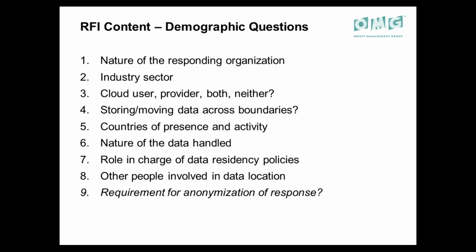The RFI is not very complicated, as is often the case with such documents. It has a fair amount of text that gives the reader context. You know, what is the OMG? Why are we worried about data residency, etc.? What are some references and definitions that need to be considered? And then the meat of the RFI is only in a small number of pages in the middle of the document. And there are 20 questions.